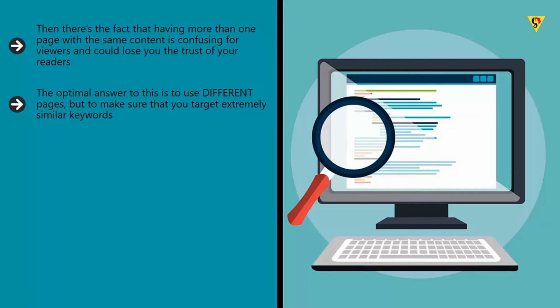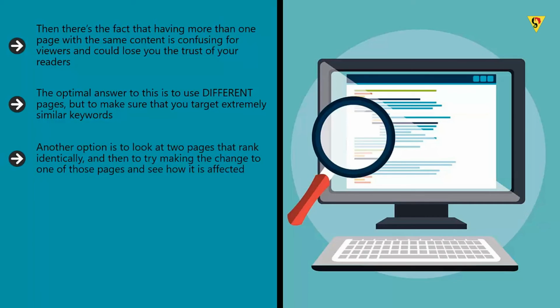Use a keyword research tool like KW Finder, www.kwfinder.com, and then target keywords that have similar search volumes and similar KD, keyword difficulty ratings. When you do this, you can try different techniques on similar pages with similar objectives and see which one comes out on top. Another option is to look at two pages that rank identically, and then try making the change to one of those pages and see how it is affected.